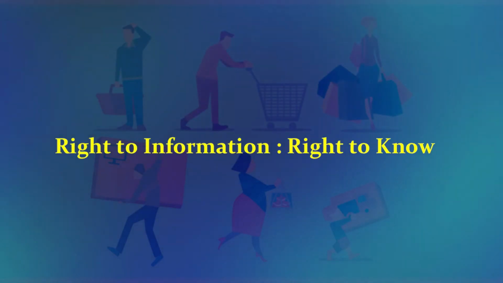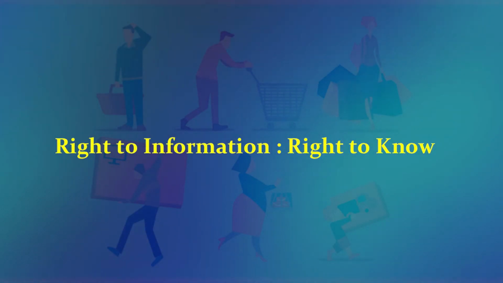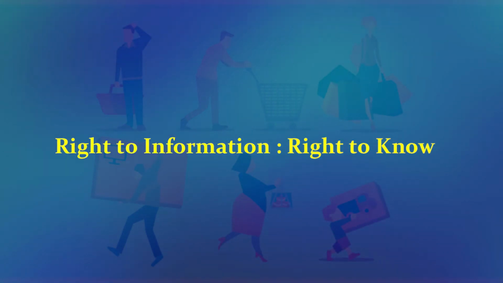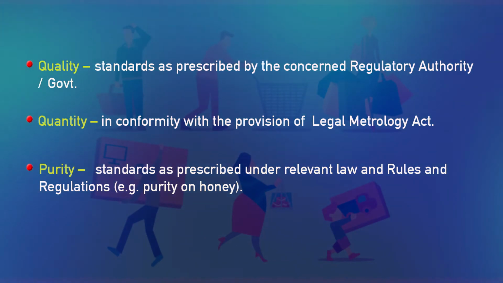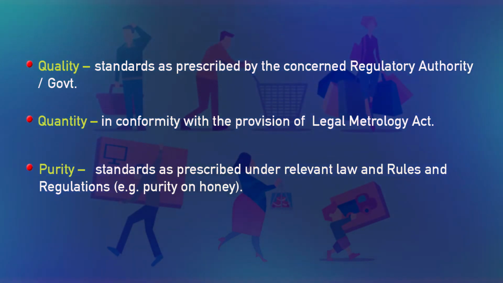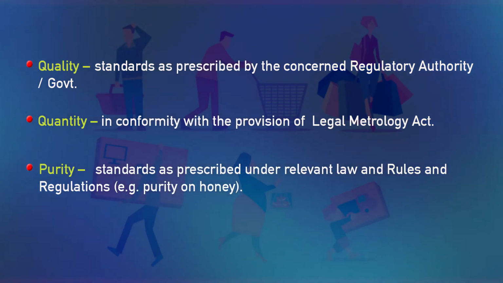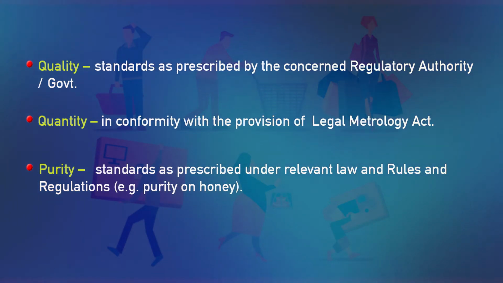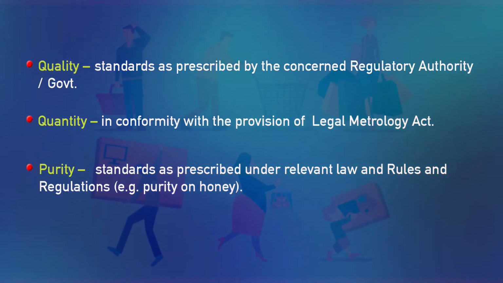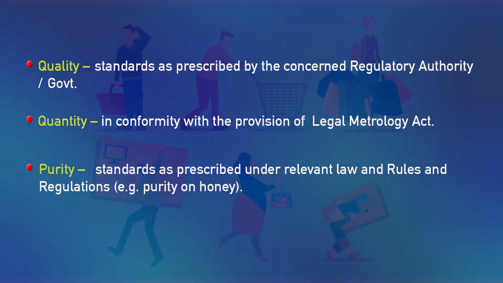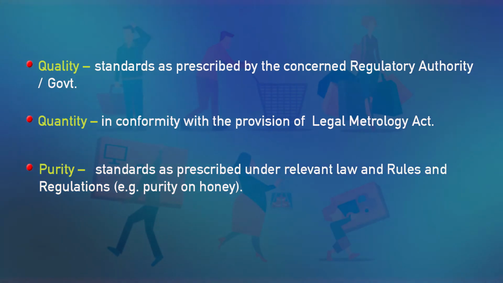Then the right to information, that is the right to know. The right to be informed, the right to know, is a very, very important right. We have to see the quality, quantity and purity, as we have seen. The right to choose, we have discussed about the quality. The quality standards should be prescribed by the concerned regulating authority. The quantity should be in conformity with the provisions of the Legal Metrology Act. And the purity again is as per the standards prescribed under the relevant laws, rules and regulations, for example the purity of honey.